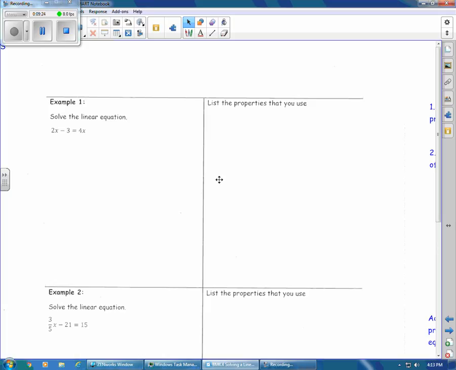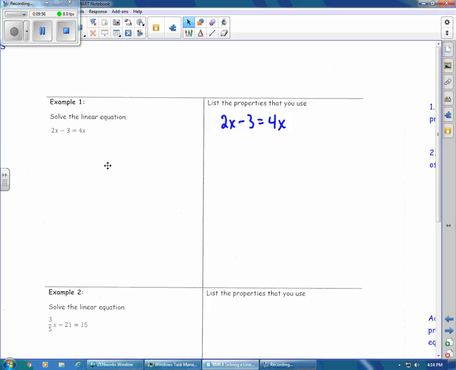You should see example 1, and it says solve the linear equation 2x minus 3 equals 4x. So I'm going to rewrite the equation just as it is on the right side, because one of the ideas of Cornell Notes is we keep all of our writing on the right side so that when we're studying for a test, we can cover up the right side and try to solve it again. So I've got 2x minus 3 equals 4x.